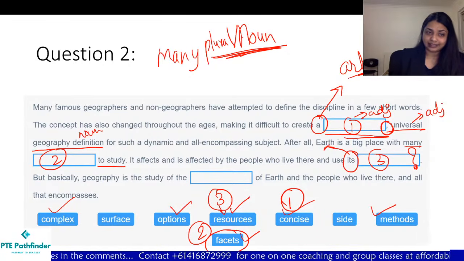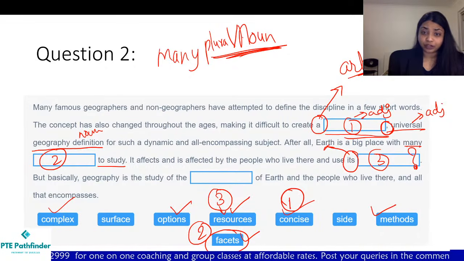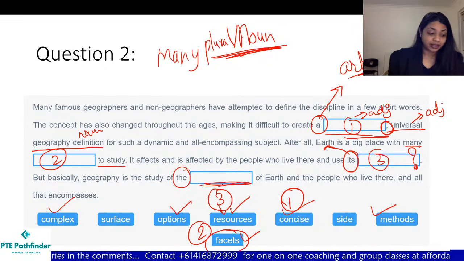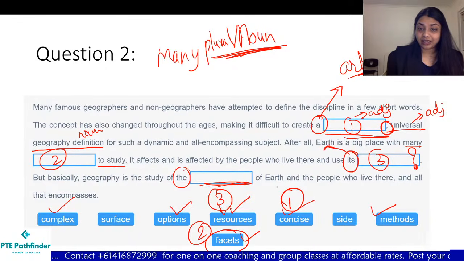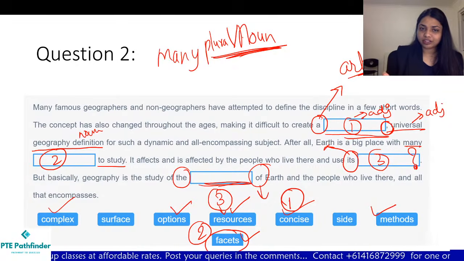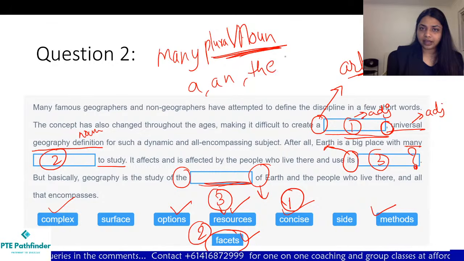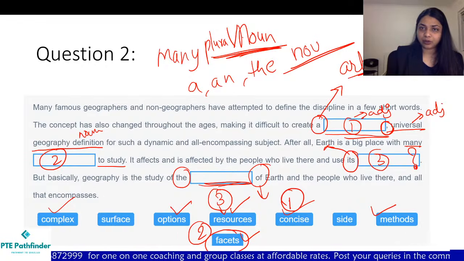Now let's have a look at the next sentence. It says, but basically geography is the study of the dash of Earth and the people who live there and all that encompasses. So geography is the study of the dash of the Earth. Fine. So basically here, we have another preposition, so we don't need to worry about what's present after the blank. So just the grammar rule applies. If there is an article, a, an, or the, and then a blank and no noun is present after the blank, in that particular case we are looking for a noun.